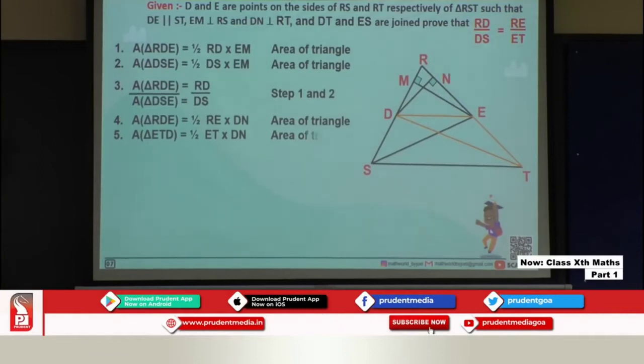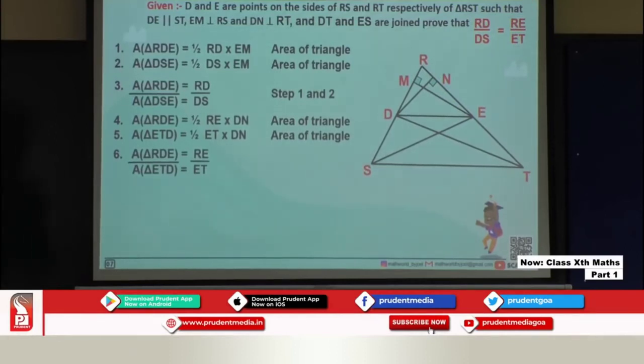Again, same way as what we have done in the third step, we are going to do for the sixth step. We are going to divide the fourth step and the fifth step, and you should be able to tell what the answer will be. It will be something like this. Half and half will get cancelled, DN and DN will get cancelled. So what will remain is RE upon ET, and we got it from step number 4 and step number 5.